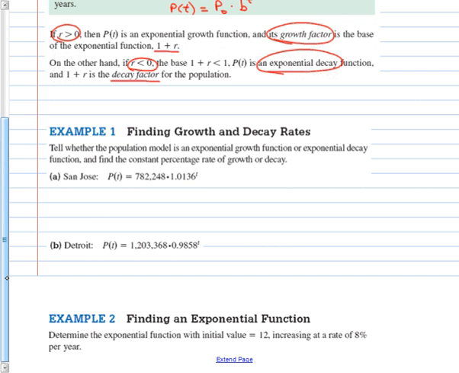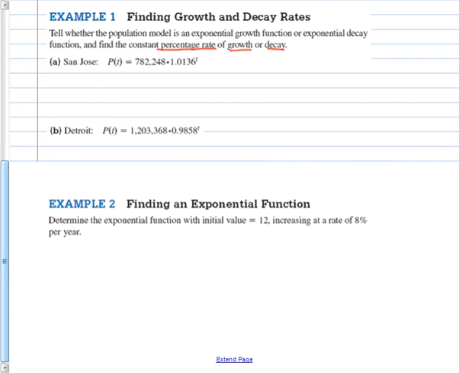So it says finding growth and decay rates. Tell whether the population model is an exponential growth function or an exponential decay function, and find the constant percentage rate of either growth or decay. That's the r we are looking for. So let's look at this. This is our original value. There is our base. Is that growth or decay? Growth. And the r is 0.0136. That's what's bigger than the 1. Or if I wrote it as a percent, I could say 1.36%. That's the growth rate. San Jose is growing at a 1.36% growth rate.